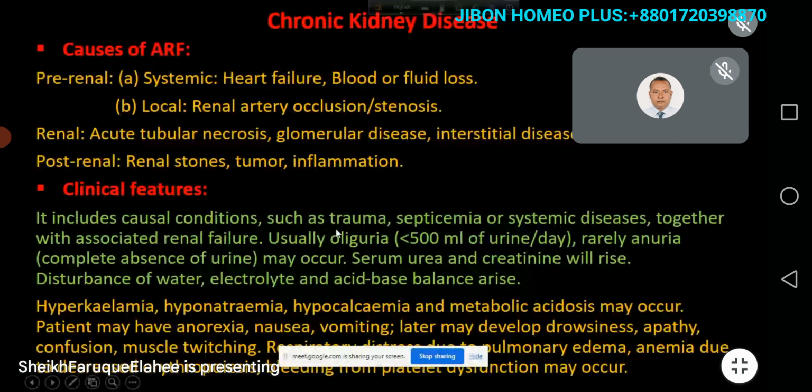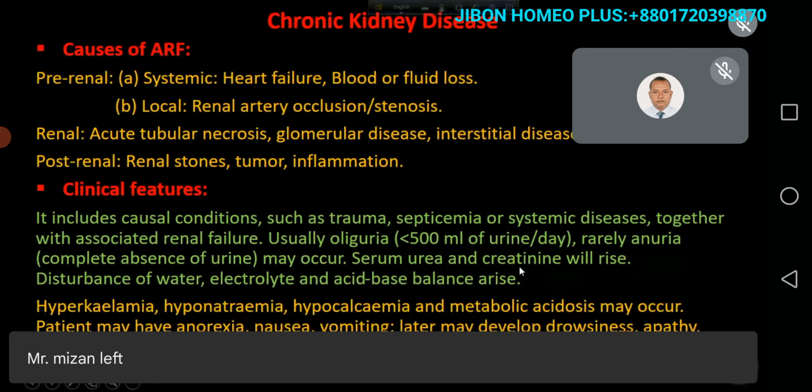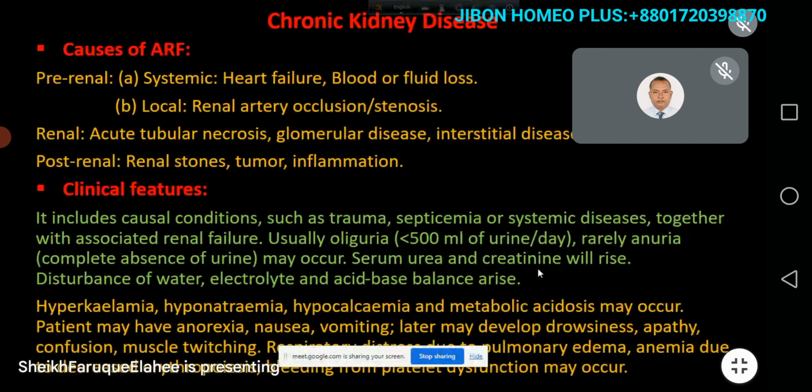Then you will have some other symptoms, I'll tell you afterwards. And if you check his blood urea and creatinine, you will find his creatinine is too high, and his potassium will be high, maybe sodium will be less, and there will be acidosis.